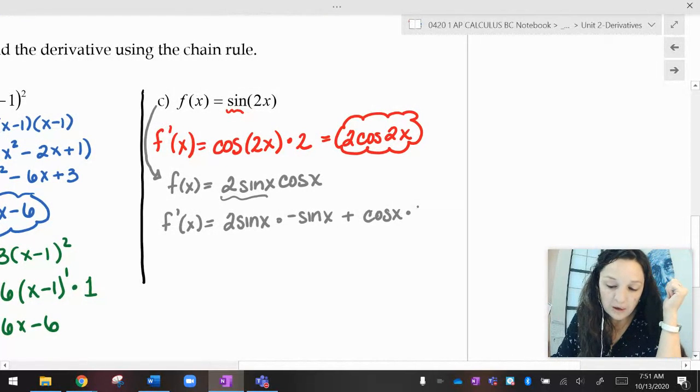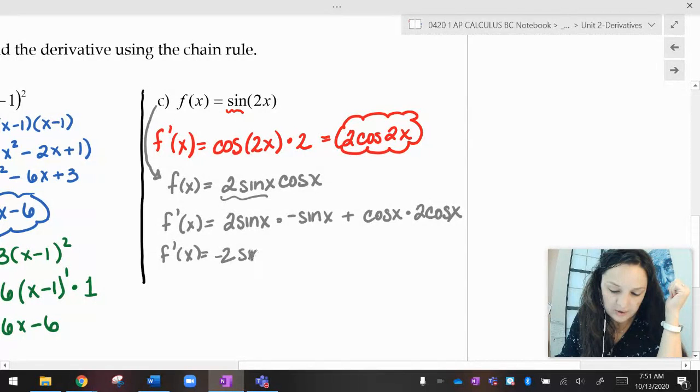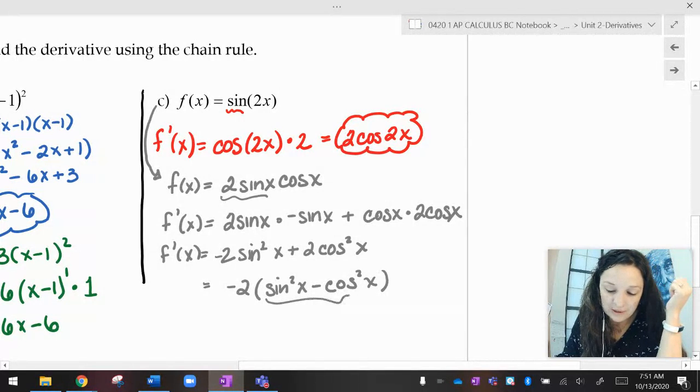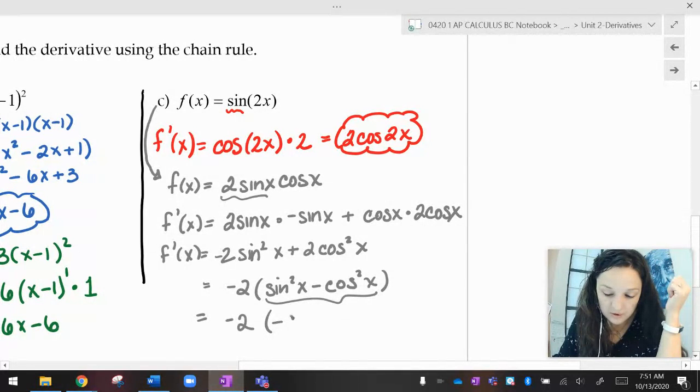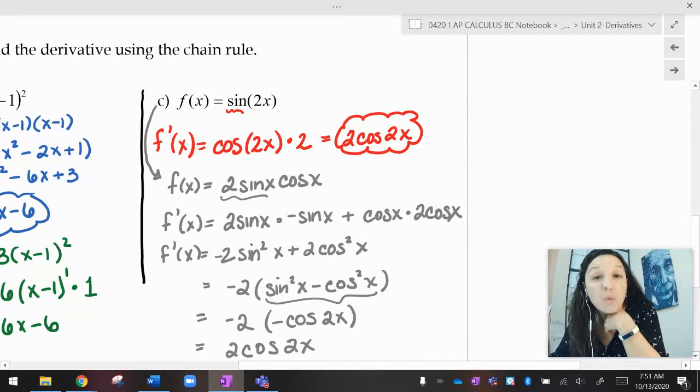The derivative of 2 sine x is going to be 2 cosine x. So then I get f prime of x is negative 2 sine squared x plus 2 cosine squared x. And there's another identity in here. If I pull this negative 2 out, I am going to have sine squared x minus cosine squared x. That's the double angle identity for cos 2x. Technically, it's negative cos 2x, the way I have it written, which is going to give me positive 2 cosine 2x, which is what I had before.